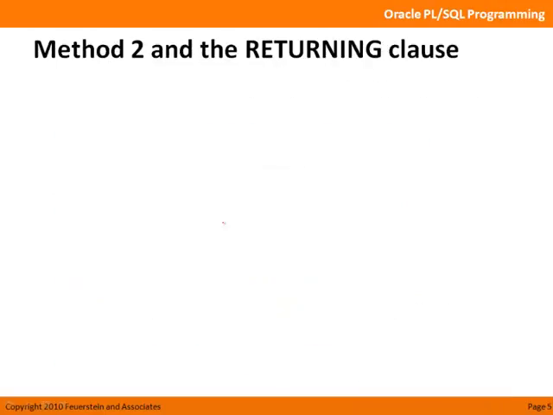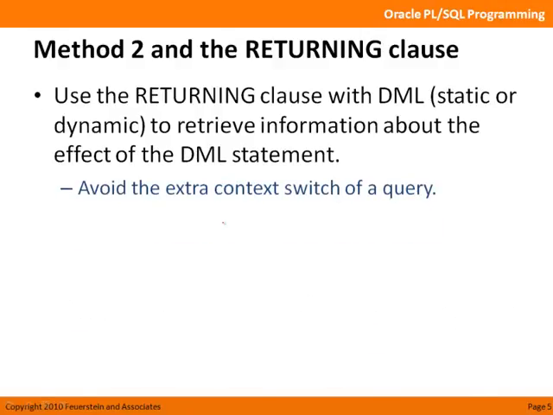Let's move on. Method 2 and the RETURNING clause. So you can use the RETURNING clause with DML, both static and dynamic, to retrieve information about the effect of the DML statement just executed. For example, when I insert into a table, I might call sequence.nextval right inside my insert statement to generate the next primary key. And then I need that primary key back in my PL/SQL code. Rather than having to do a separate select statement to get it after the insert is finished, I can request the employee ID of the primary key value right inside the insert statement, and therefore I avoid an extra context switch, and that will improve the performance of my code.